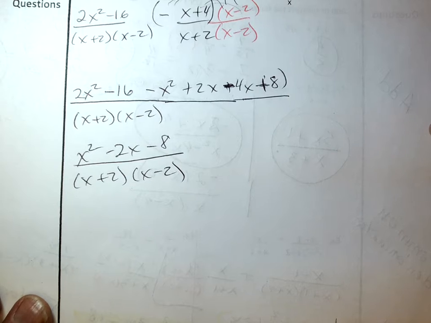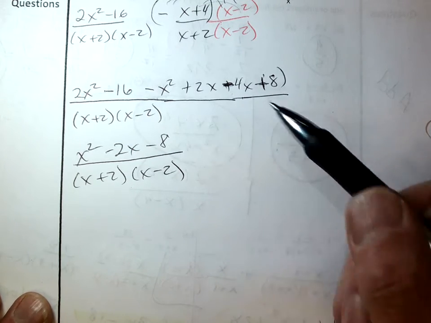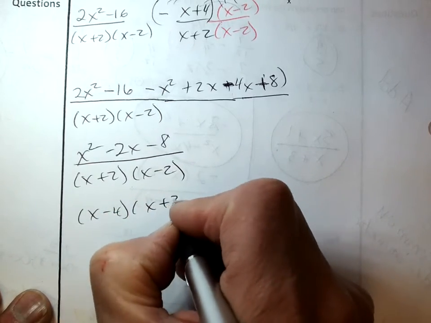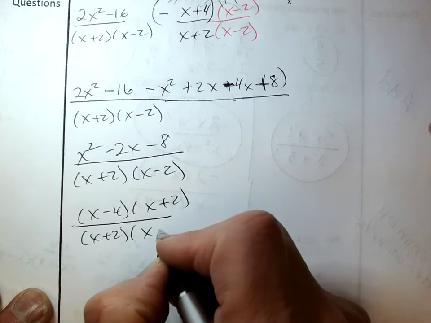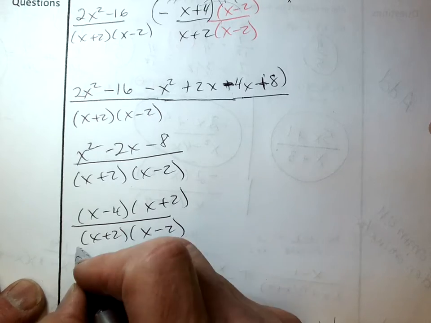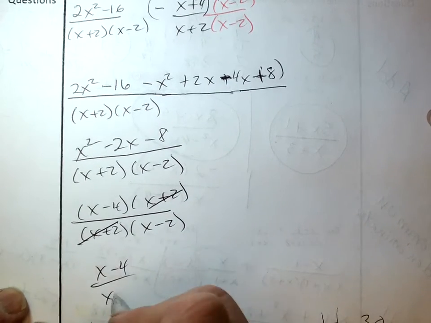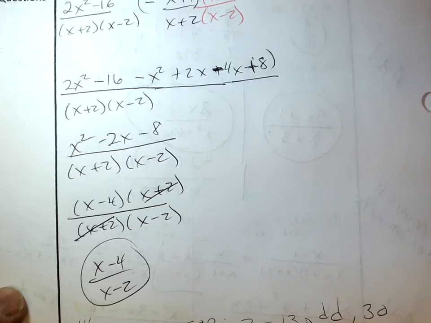Can I do more? Yeah, I can factor that one. I can factor that one into an x minus 4, x plus 2 over my x plus 2, x minus 2, right? Reduce, cancel, cancel, and I'm left with x minus 4 over x minus 2, okay? That was a good problem. I like that one. That was good and hard.